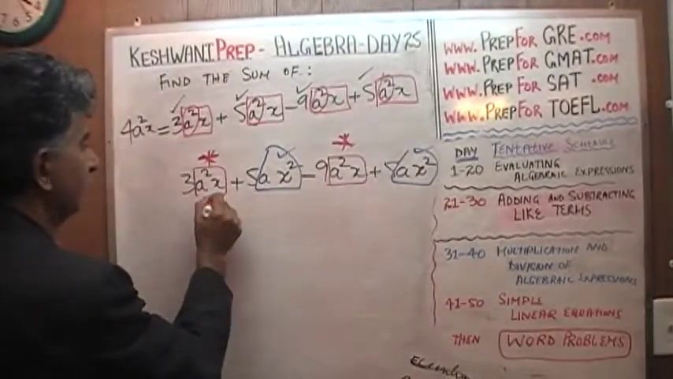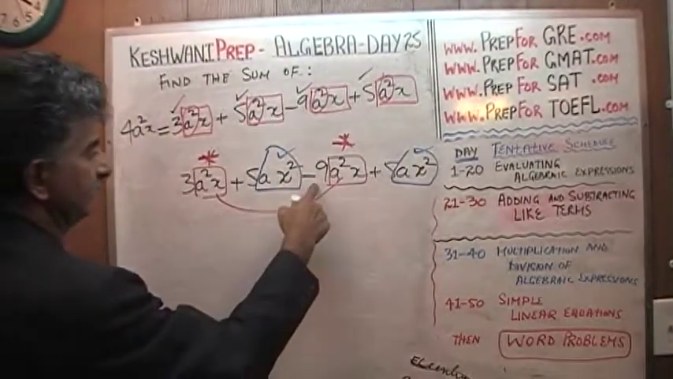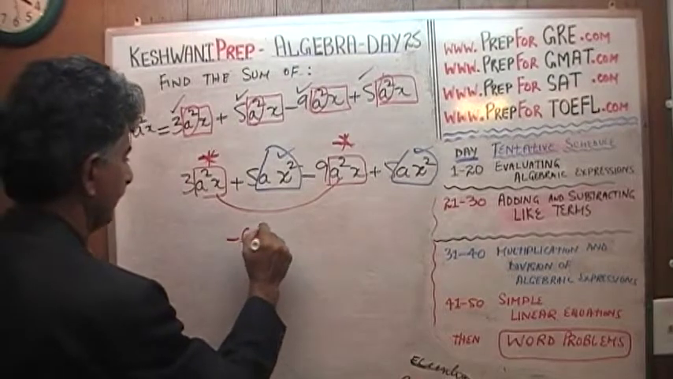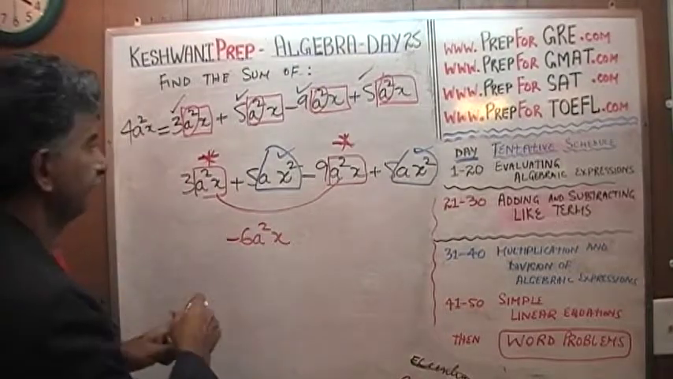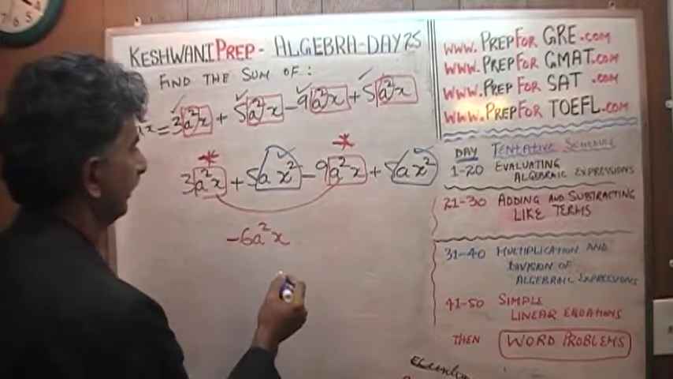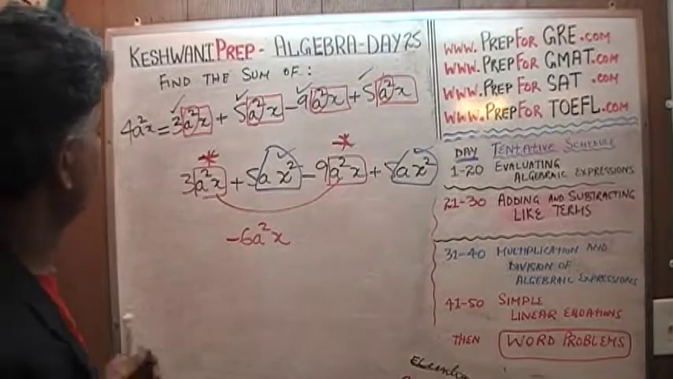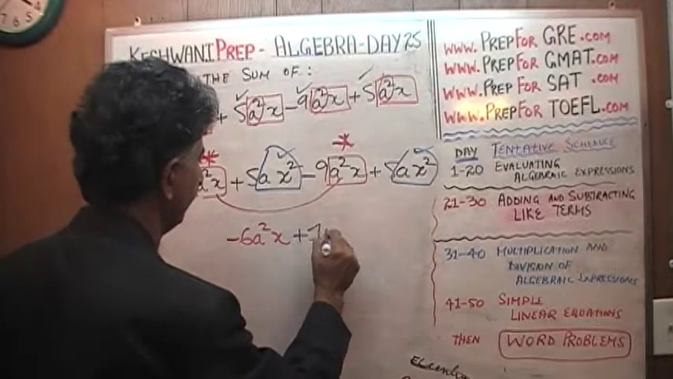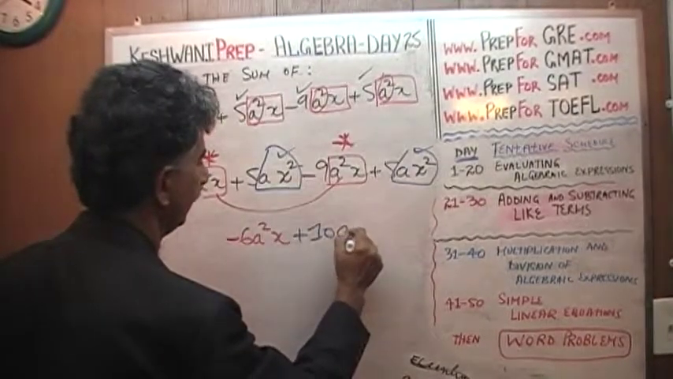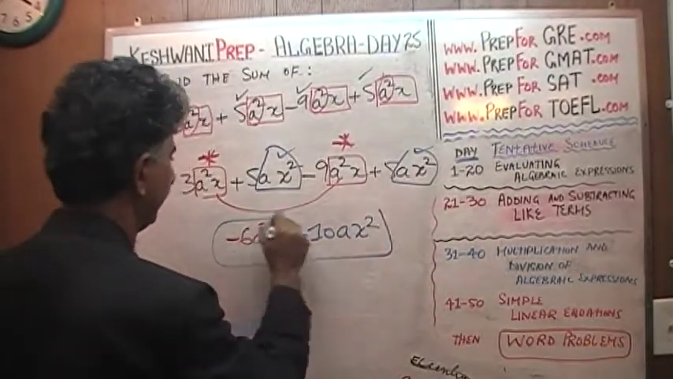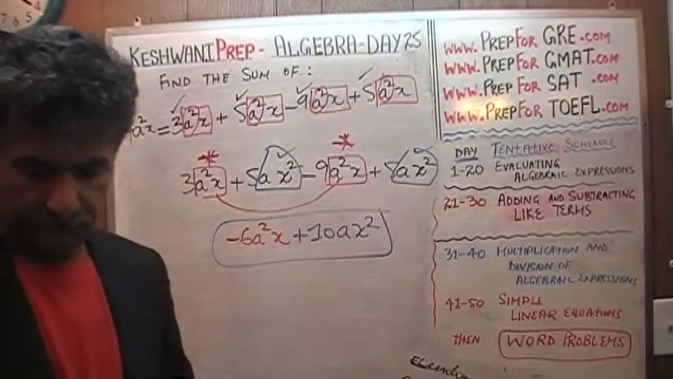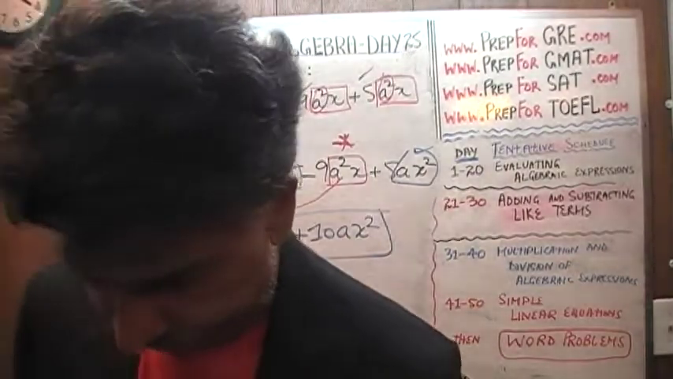So we simply add up these two. 3 minus the 9 is negative 6a squared x. And then, oh, 5 plus 5 is 10. That makes it easy. So it's just 10ax squared. That will be the answer in this case.